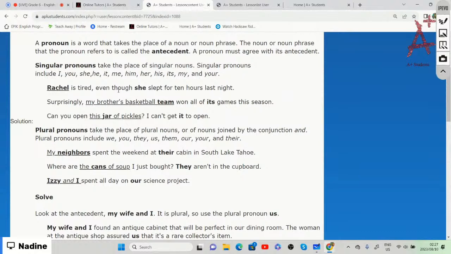All right. So we're going to do a few examples. My neighbors spent the weekend at the cabin in South Lake Tahoe. So we need to select the person. So my neighbors spent the weekend at the cabin in South Lake Tahoe. So "my neighbors" is the antecedent, right?